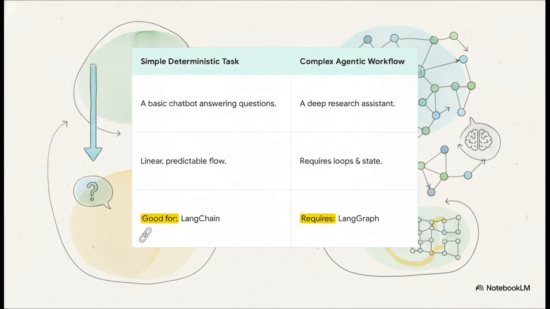Think about it this way. On one hand, you've got a basic chatbot that just answers questions from a policy document. Super linear, super predictable. On the other hand, you have a deep research assistant that has to browse the web, figure out what's good information, what's not, and then synthesize it all. The first one, that's classic LangChain territory. But for that complex, looping, stateful workflow, well, that's where you need LangGraph.